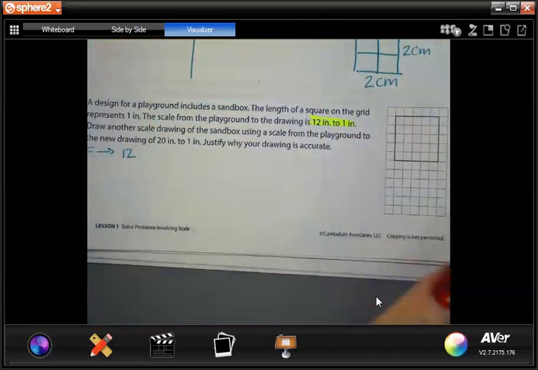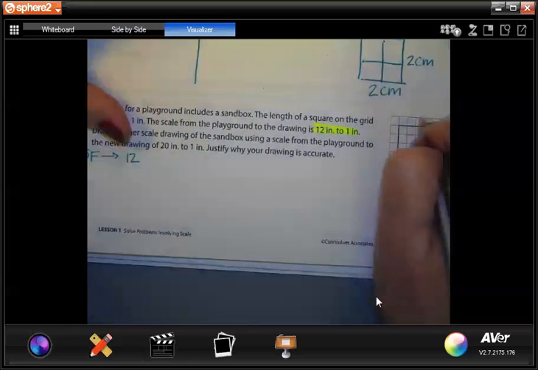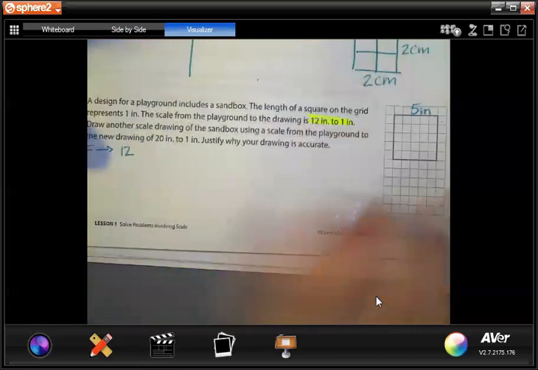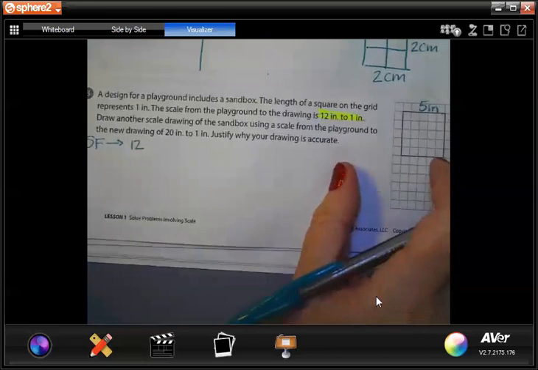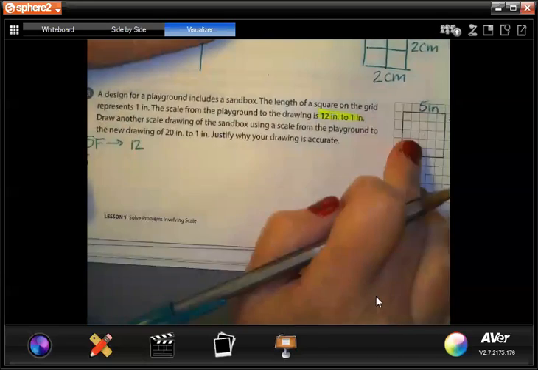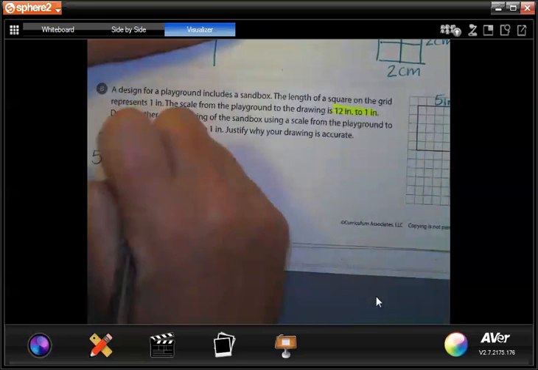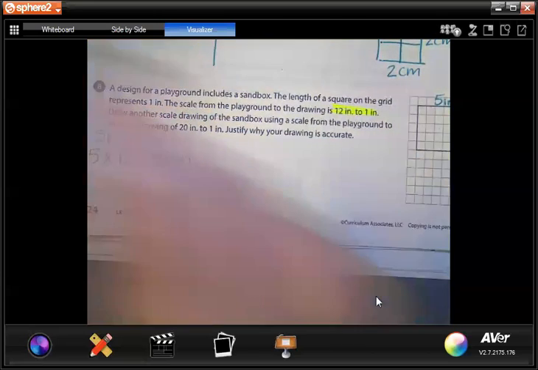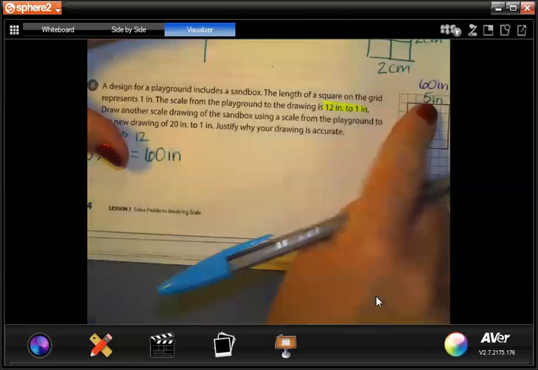Okay, so let's take a little peek at this. If this side is 1, 2, 3, 4, 5 inches, and this is a square, all sides are 5 inches. So to find out what the actual side would be, we're going to take the measurement on the drawing and multiply it by the scale factor, and it comes out to be, in real life, 60 inches. So the actual is 60 inches.